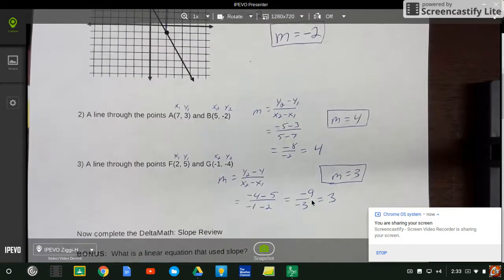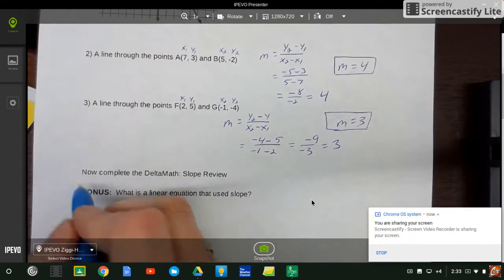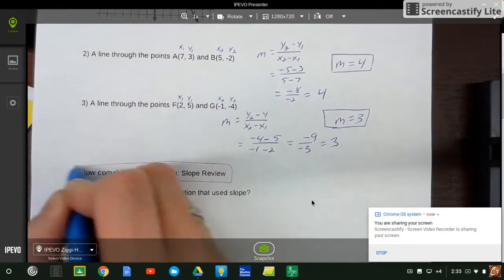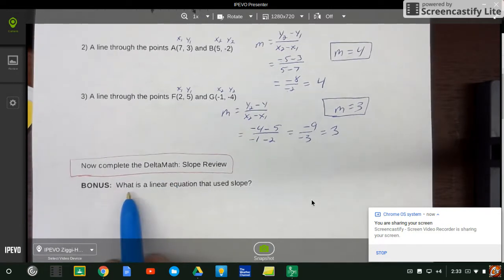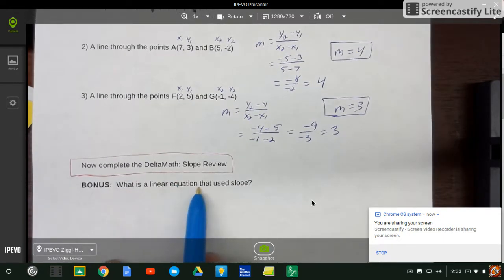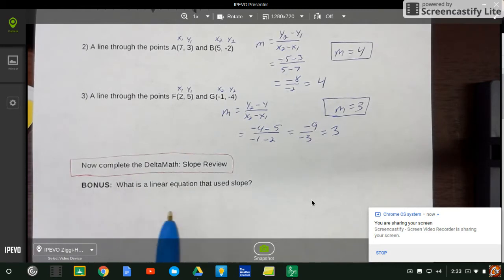So your job now, there's going to be a Delta Math that's attached to this classroom. So you're going to work on that Delta Math on slope review. And as a bonus question, what is the linear equation that uses slope that you may have learned in your algebra class? Answer that question, and that'll end this lesson. Do the Delta Math for homework tonight, and then tomorrow we'll talk about, well, linear equations. Good night.